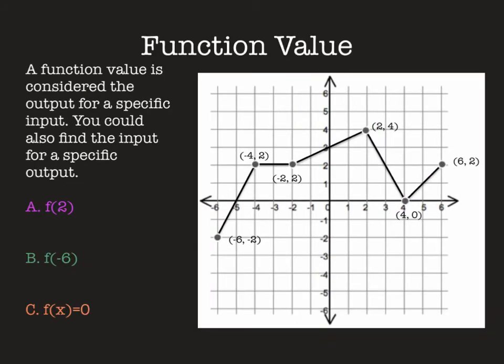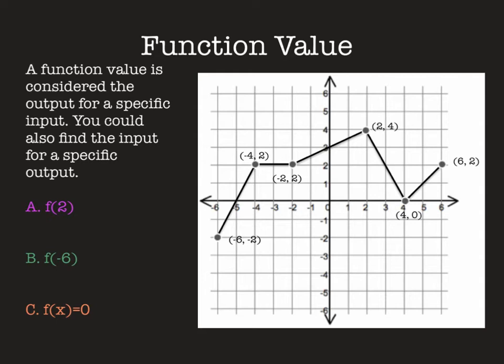Okay, so now we're at function value. So function value, you can think of it as either like your input or your output value. It really does depend on what they're asking you. So what it says on the screen here is that a function value is considered the output for a specific input, so a number that you're either inserting into a function or finding the point on a graph. You could also reverse that and find an input for a specific output. So let's break this down.